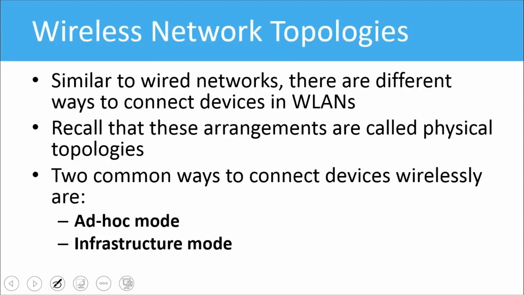All right, so let's talk about wireless network topologies. Similar to wired networks, there are different ways to connect devices in wireless LANs. Recall that these arrangements are called physical topologies, but know that when you're connecting wirelessly, the physical location of your devices doesn't necessarily always matter as much as it does when you're using physical cables. There are 2 common ways to connect devices wirelessly: ad hoc mode and also infrastructure mode.